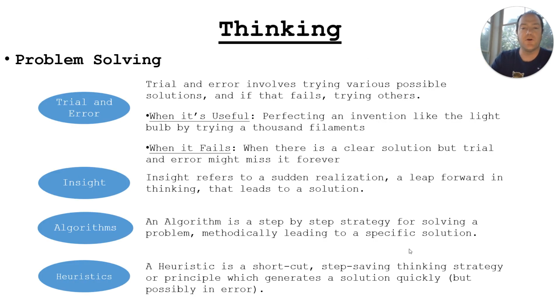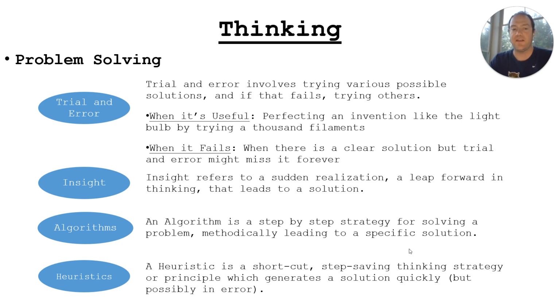All right, so these are just right off the bat, real quick. These are not the only four ways that you can solve problems, but these are the four ways that we talk about in psychology, and they're very simplified ways of problem solving. And I'll go through each of them in a little more detail over the next couple of slides. But trial and error, insight, algorithms, and heuristics.